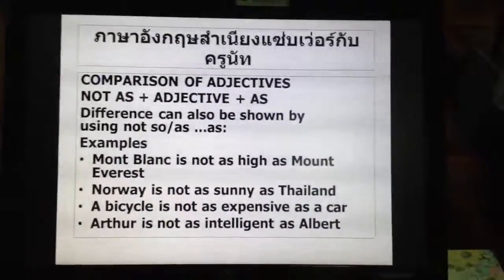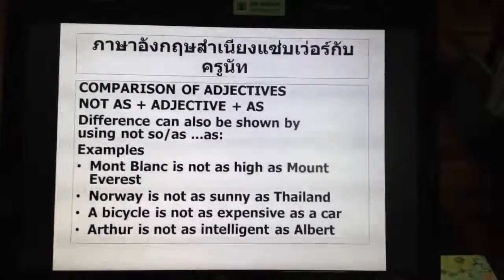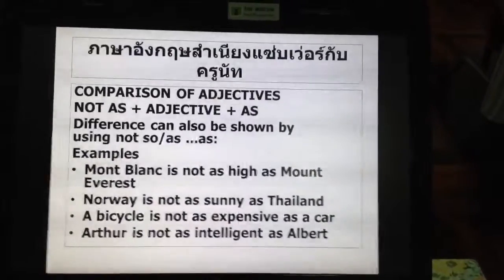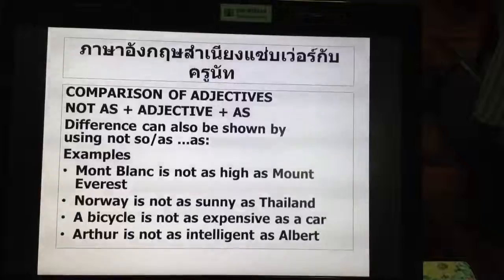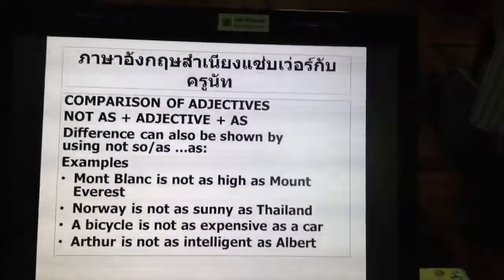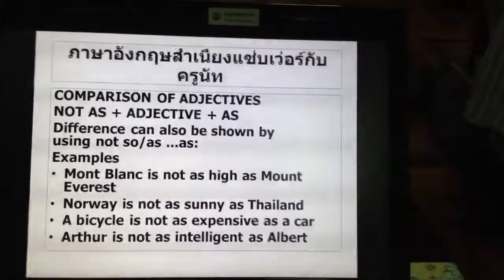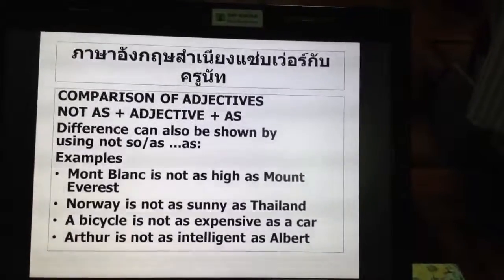Comparison of adjectives: not as plus adjective plus as. Difference can also be shown by using not so or not as. Example: Mont Blanc is not as high as Mount Everest. Norway is not as sunny as Thailand. A bicycle is not as expensive as a car. Other is not as intelligent as Albert.